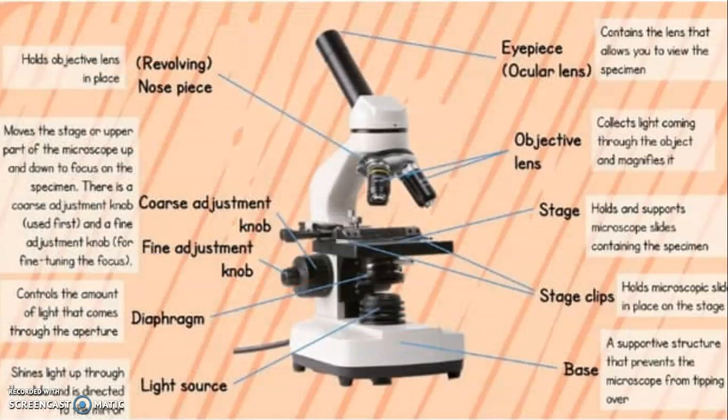Now that you know the parts of the microscope, this is the summary of all I said. This is the eyepiece. This is the objective lenses, the stage clip, the base, the light source, the diaphragm, the fine adjustment knob, the coarse adjustment knob, and also the revolving nosepiece. These are the important parts of the microscope to see microorganisms like bacteria. So that's all. Thank you.